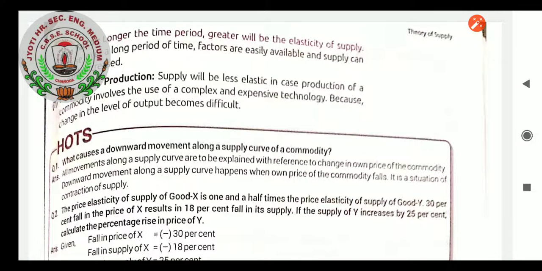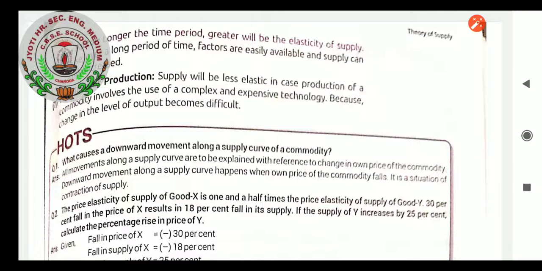The price elasticity of supply of goods X is 1.5 times the price elasticity of supply of goods Y. A 30% fall in the price of X results in an 18% fall in its supply. If the supply of Y increases by 25%, calculate the percentage rise in price of Y. So an answer is given.